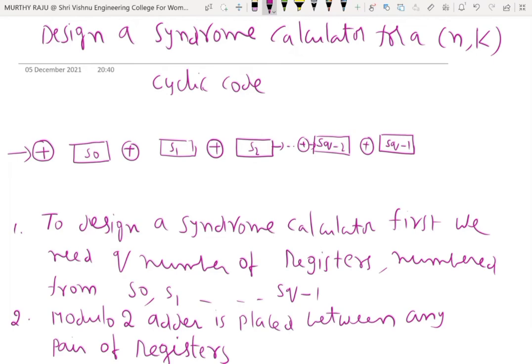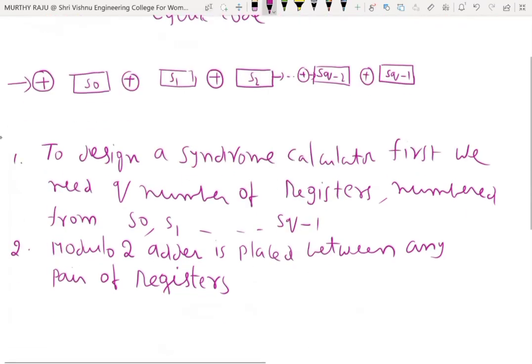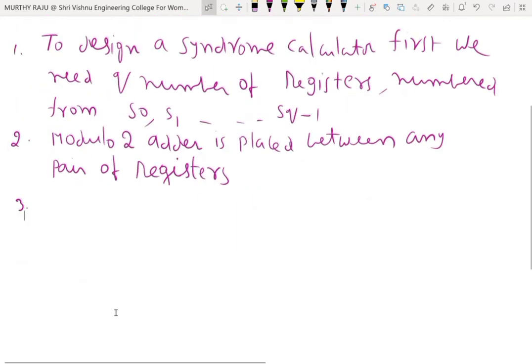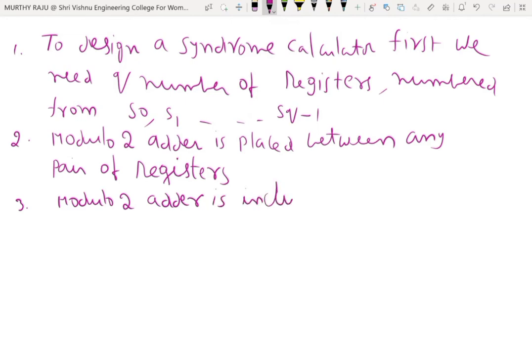Third point: the first difference between the encoder and the syndrome calculator is that the modulo 2 adder between the first register and the last register was included after the last register in the encoder, and in the syndrome calculator the modulo 2 adder is included before the first register.